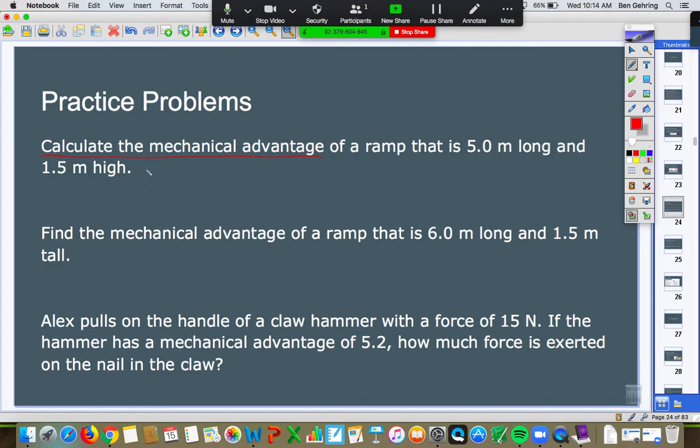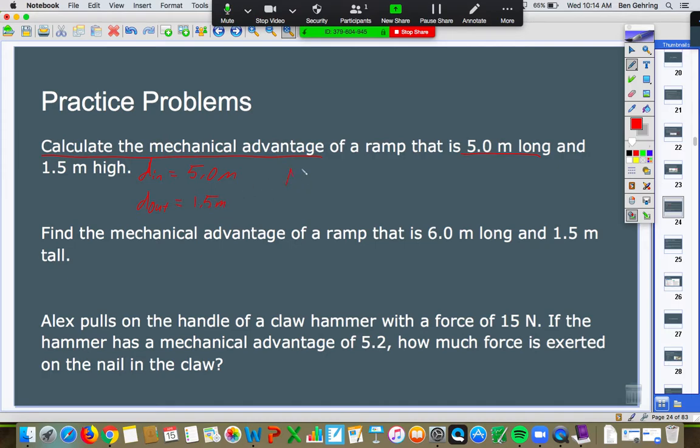So this is going to be my input distance. Because I'm pushing it 5 meters, I know that my distance in is going to be 5 meters, because that's what I put into moving this box, or traveling this ramp. It also went up 1 meter, so my output distance, the height that I'm going to travel by going those 5 meters, is only 1.5 meters vertically.